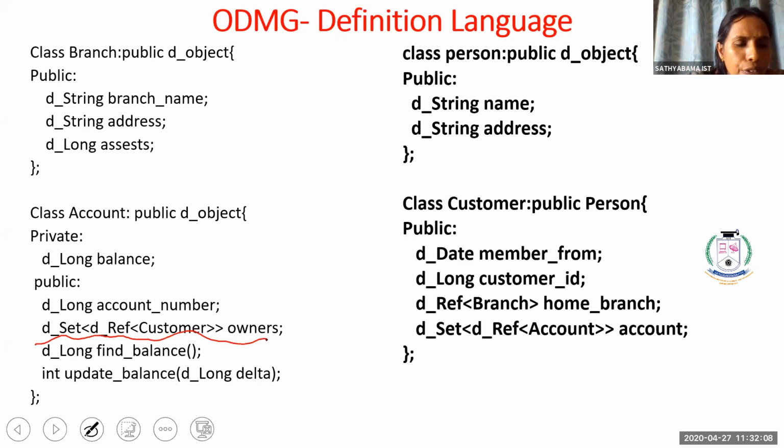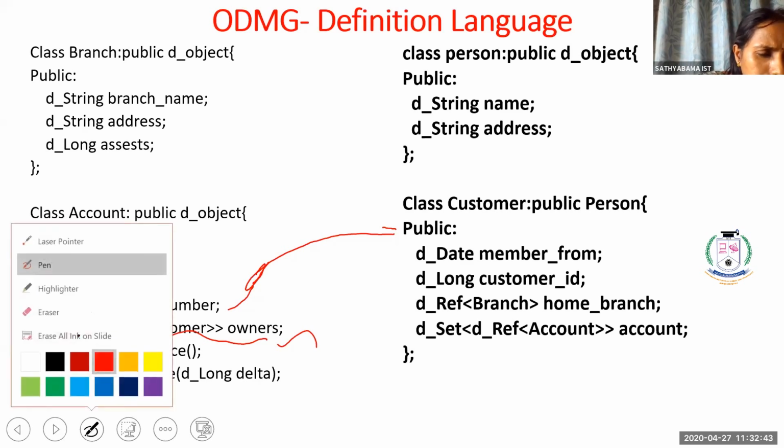I already told you, for representing your relationship, we have to specify the keyword called dereference. Here your account is going to refer to your customer. So the account is going to refer to your customer, and you specify the relationship name, called owners. Why are we specifying the D set? The D set is for many customers, the meaning is a set of customers. Did you all understand?